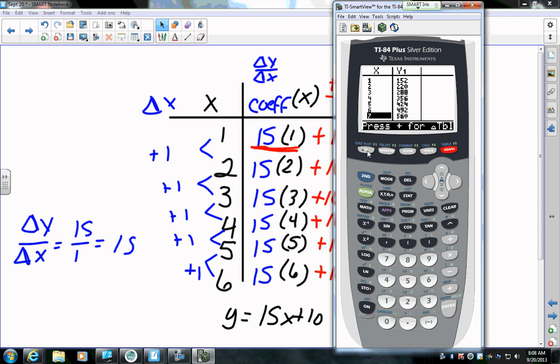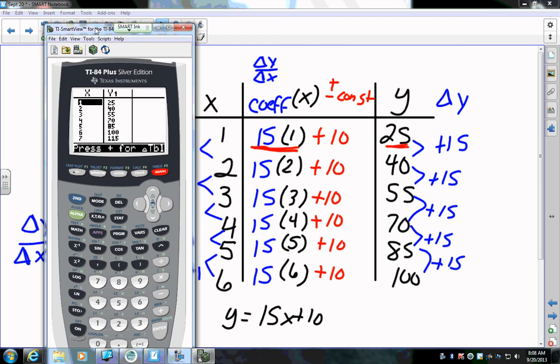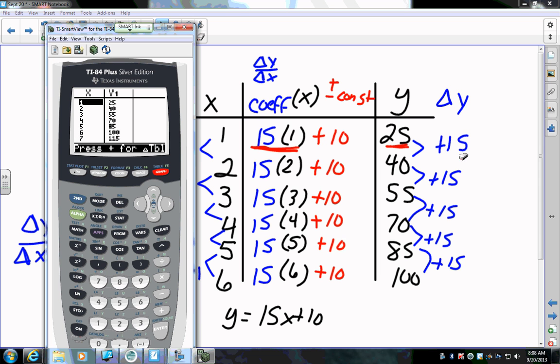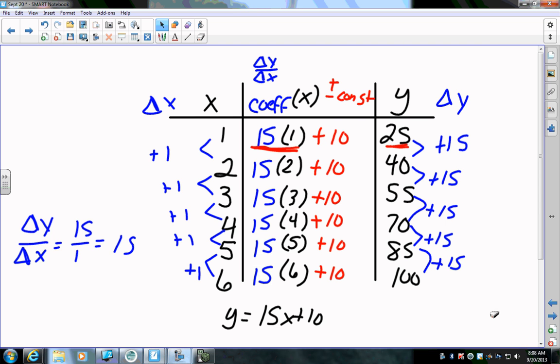Okay, y equals, and putting in there 15x plus 10. Now when you go second graph, you should be able to look and see, do you have those points in there? 1 and 25, yes. 2 and 40, yes. 3 and 55, 4 and 70. All these numbers are there. So that means that I'm right.